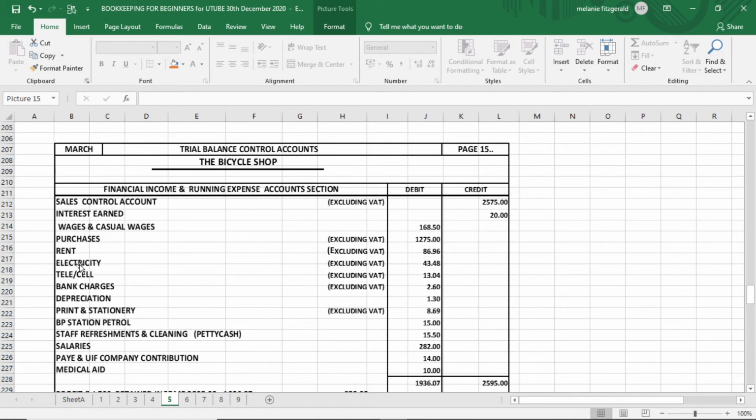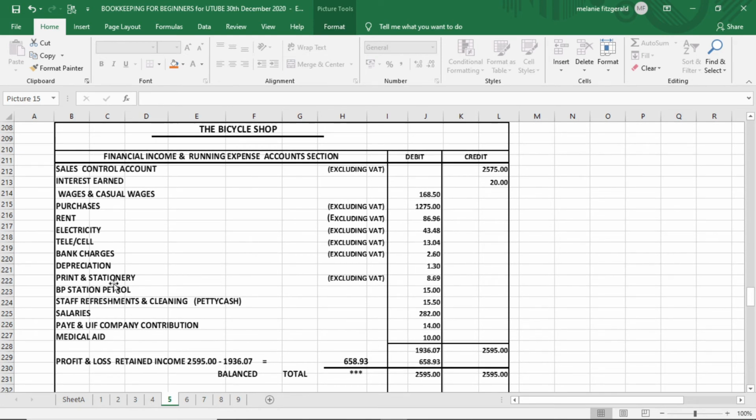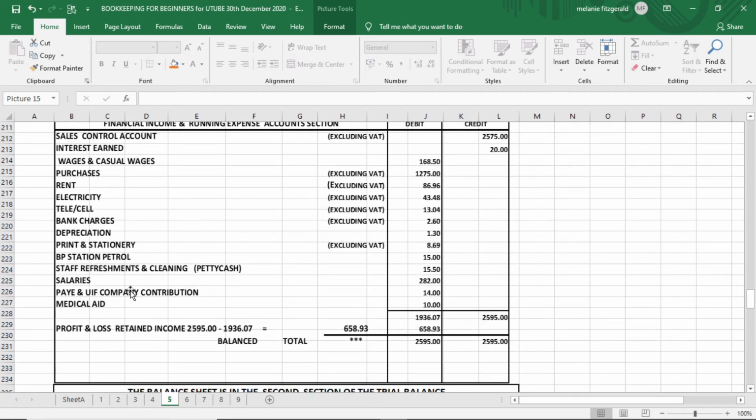Purchases excluding VAT, rent, electricity, cell phone, bank charges, depreciation. Okay, that's at $1.30. The print and stationery excluding VAT. BP petrol station. All right. Staff refreshments. Salaries. That's at 282. That was 300 Rand for Mel. $300, sorry, that we charged, that Mel's salary was. But we took off that $18 for her tax and her UIF and her medical aid. The pay as you earn and the UIF company contribution of $14. That's the taxman's money. That's to the taxman, and her medical aid of $10.